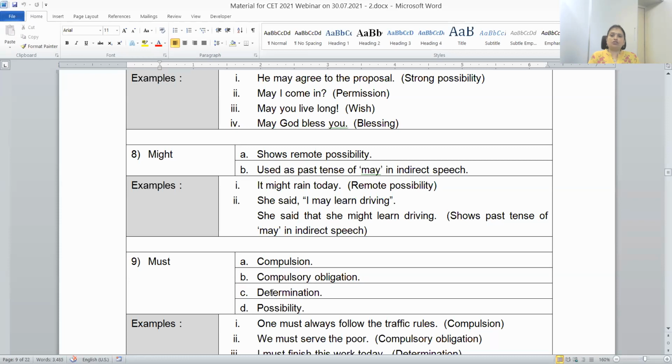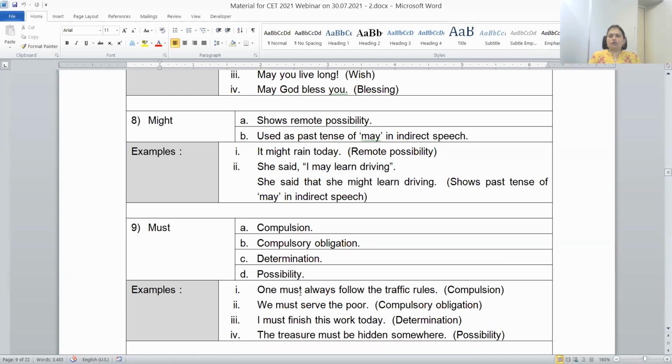Now check the indirect speech, children. She said, I may learn driving. So if you change it into indirect speech, what are you going to write? She said that she might learn driving. Did you see? May has changed to might. So this shows you the past tense of may in indirect speech.